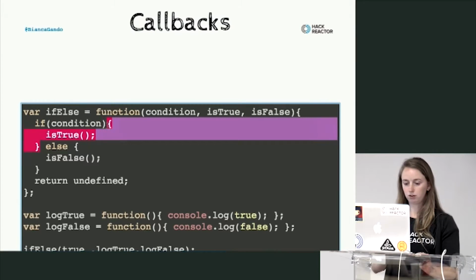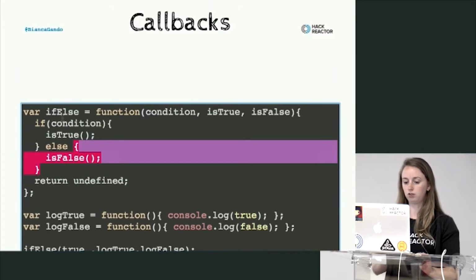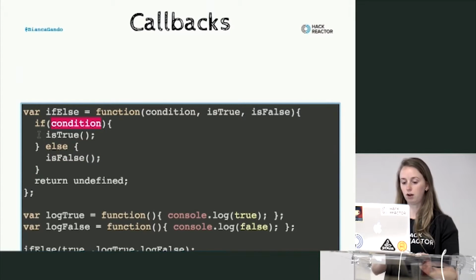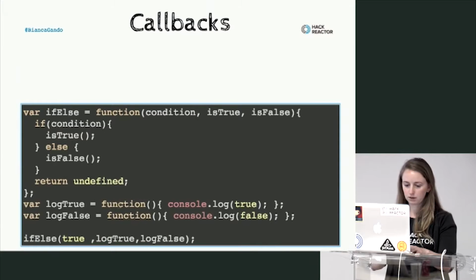So if it's true, it goes here, and then it skips down there, which means that this else block is never entered if this condition is true. If the condition is false, then this is never run. And then you can read this function as like, if true, do this, else do this.